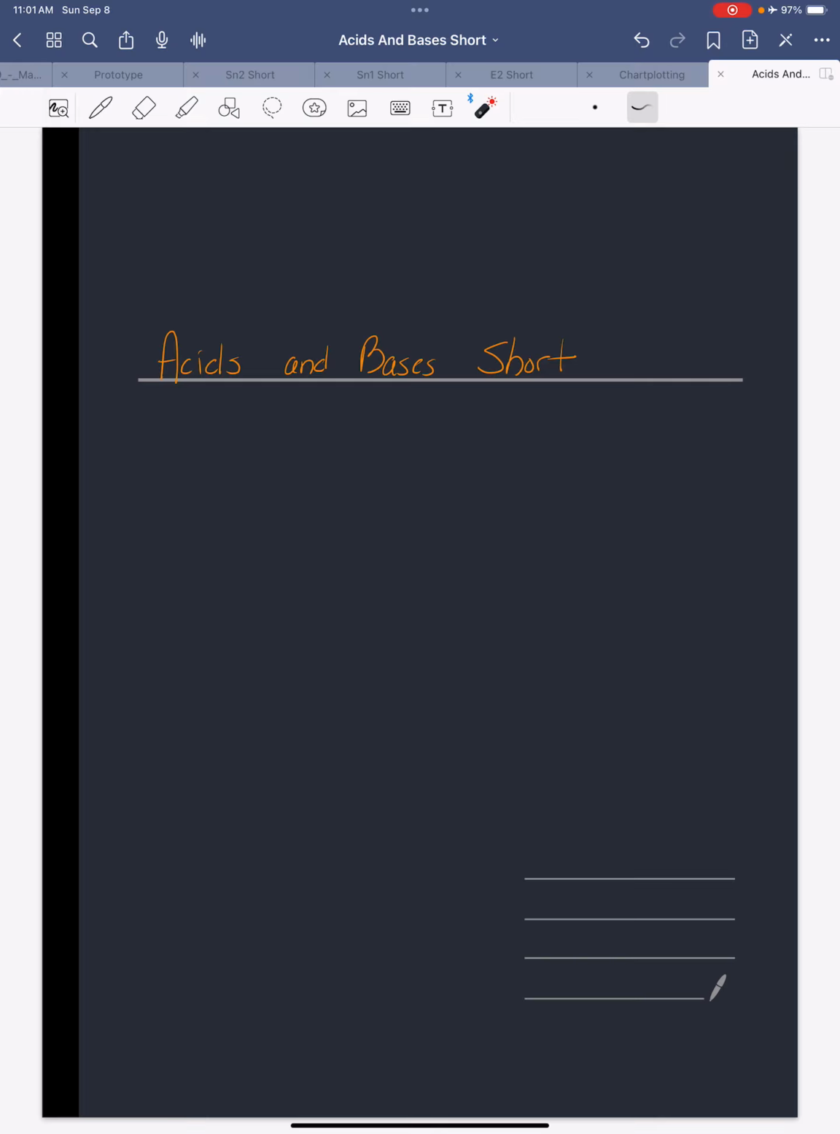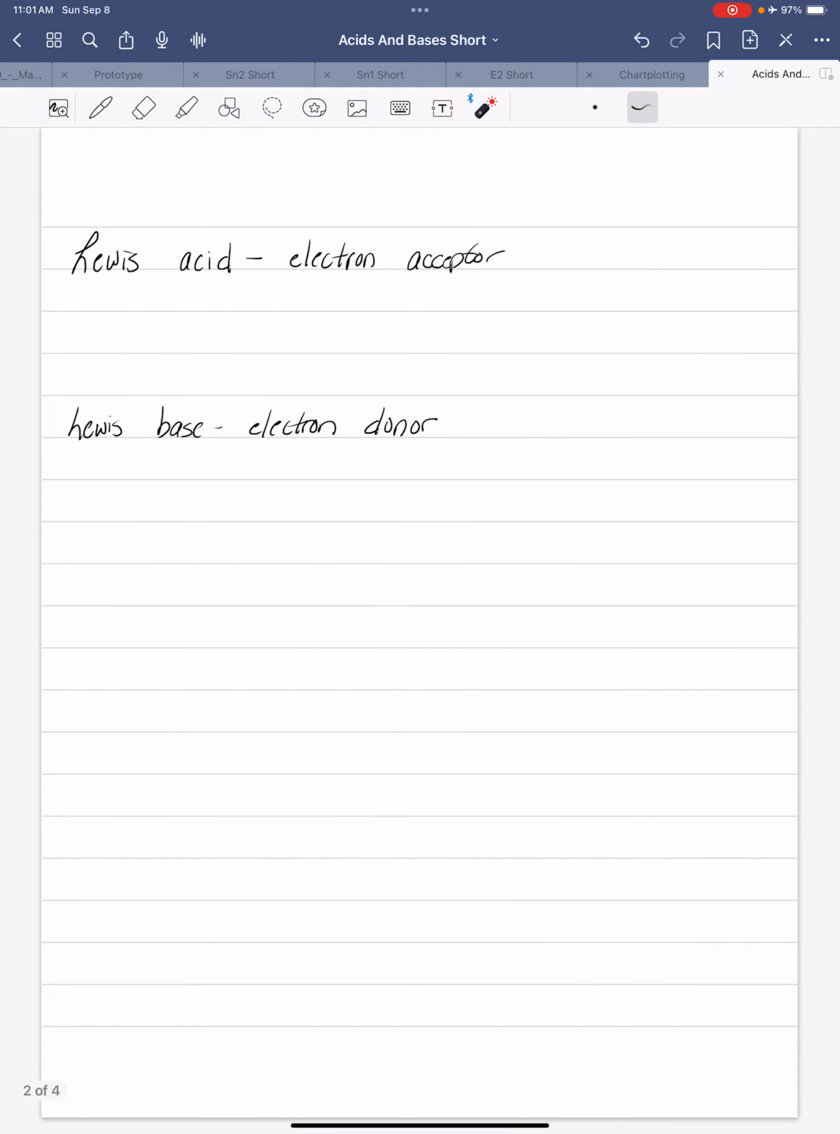Now your professor is gonna expect you to learn a couple different definitions of acids and bases, both the Bronsted-Lowry acid and base definition, as well as the more commonly studied Lewis acid and base definition. A Lewis acid is an electron acceptor. A Lewis base is an electron donor. Okay, generally you'll only see this terminology once, and that's going to be on the first test.